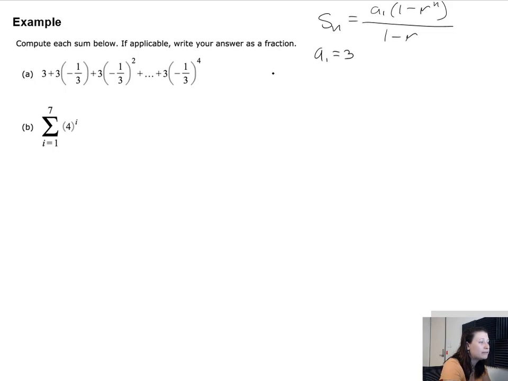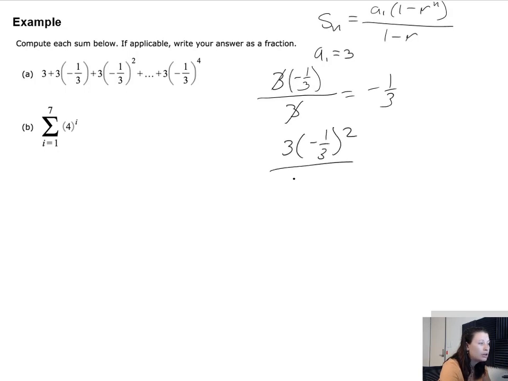Now, if we take the second term, 3 times negative 1/3, over the first term, 3, well, the 3's cancel. We get negative 1/3. If we do the third term divided by the second term, that's 3 times negative 1/3 squared over 3 times negative 1/3. Well, the 3's cancel, and we have negative 1/3 squared over negative 1/3. So one of them cancels, and we get negative 1/3. So our ratio is negative 1/3. So r is equal to negative 1/3. So then we can set this up.